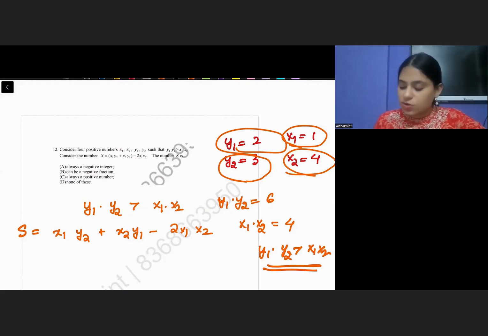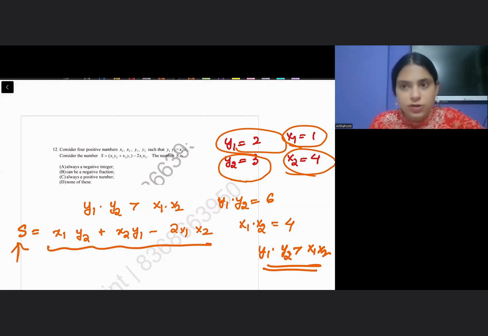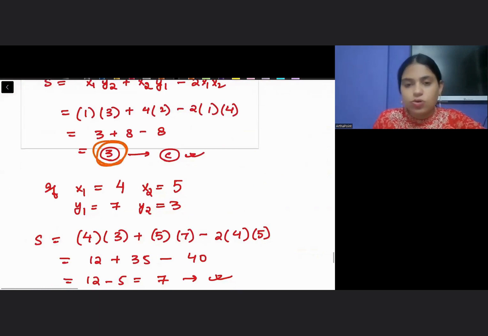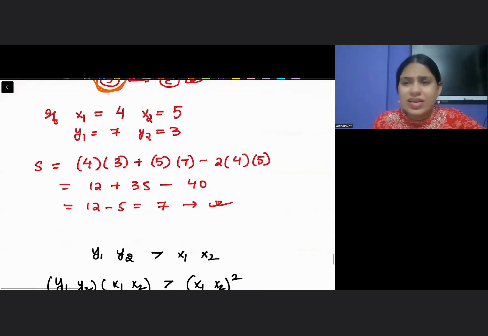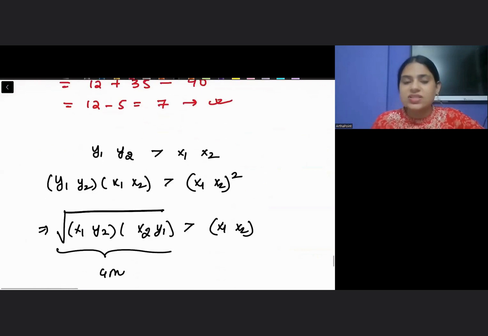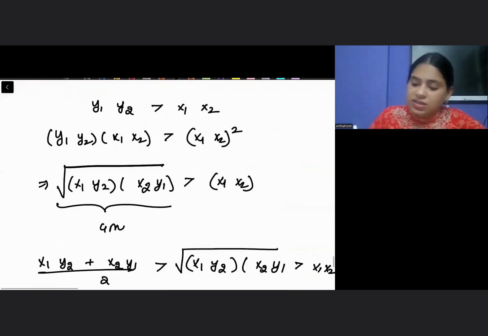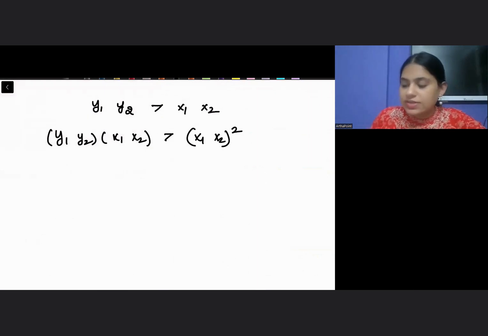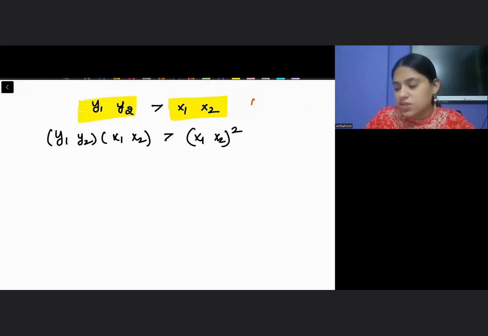So if this is there, then you can just put your values in this S and you can see if it is coming as a positive or a negative number. Now, in this case, we saw that the number was coming out to be positive. So you can take different examples and combinations and try. That's the first thing. The other thing that you can go ahead and do is the following. So you are already given that y1 into y2 is greater than x1 into x2. This is given to you, right?